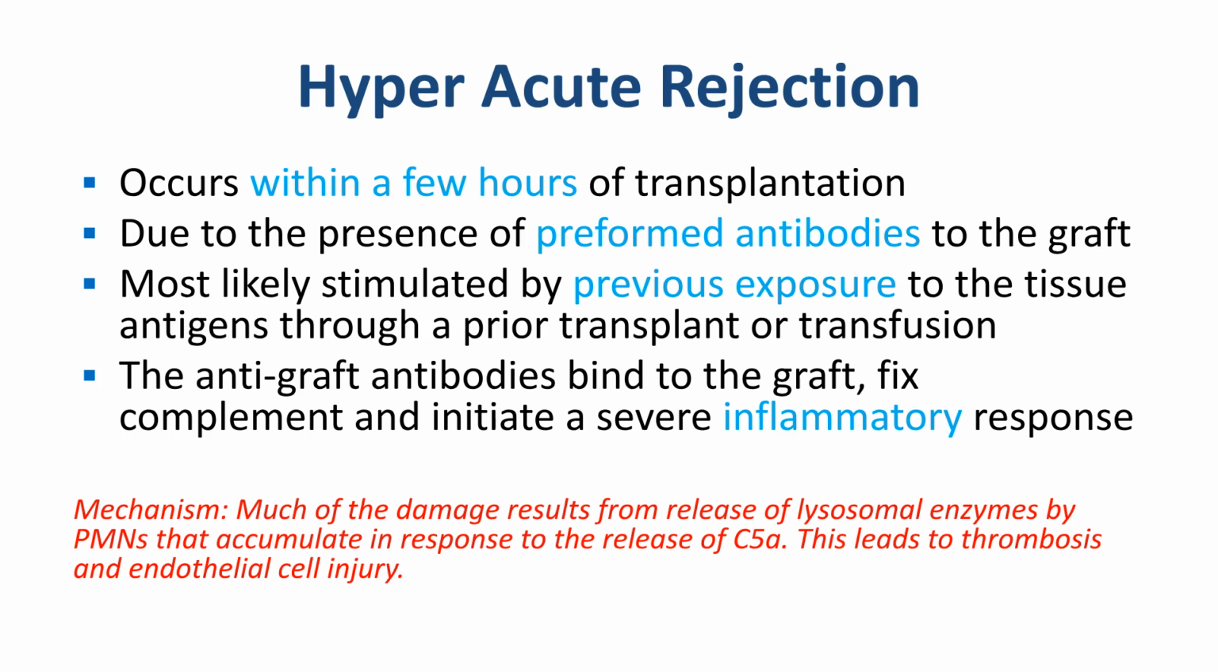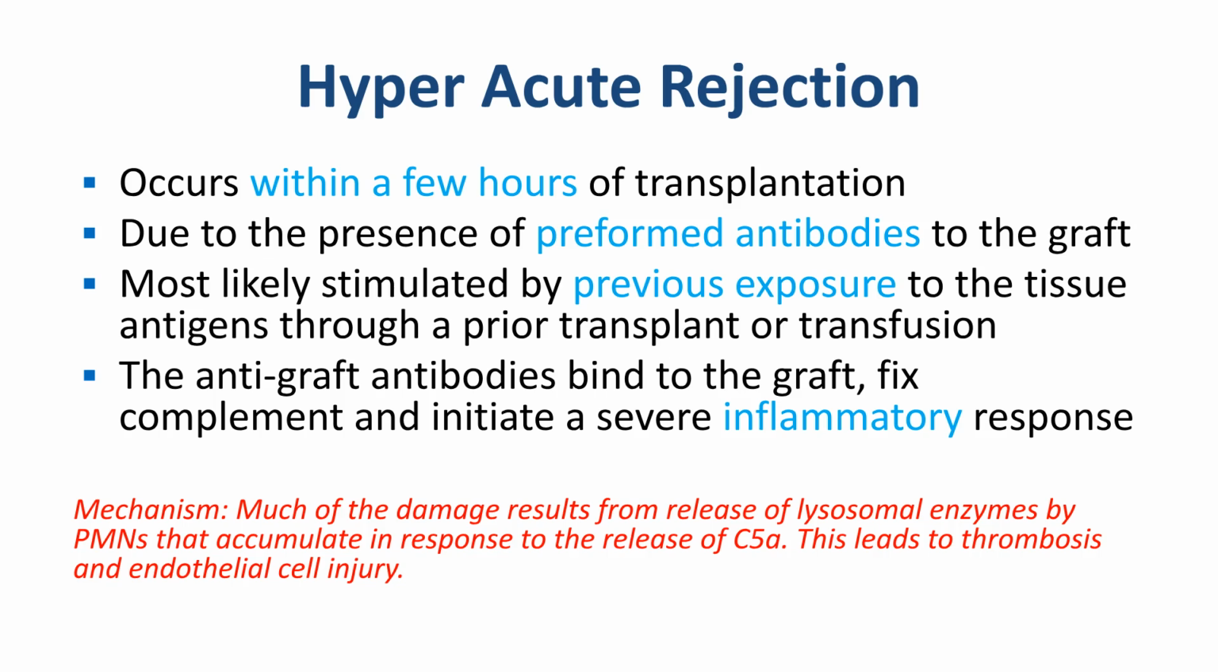Let's understand the immunological mechanism of hyperacute rejection in detail. Hyperacute rejection occurs within minutes to a few hours of transplantation. The hallmark is the presence of preformed antibodies in the recipient's blood directed against donor antigens, particularly MHC molecules, or ABO blood group antigens on the graft endothelium.